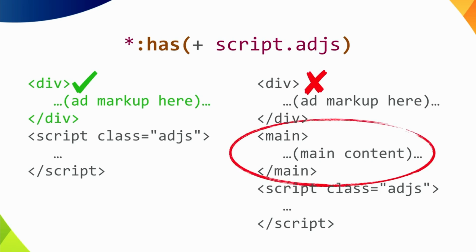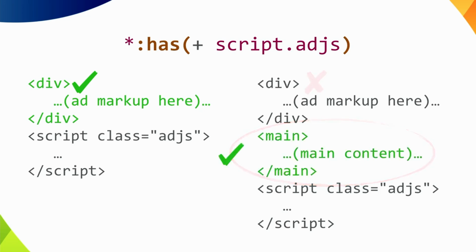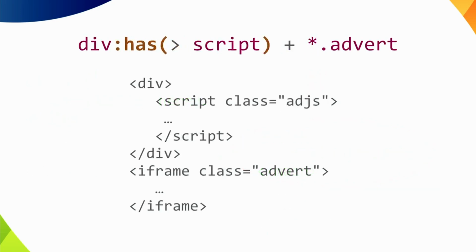But if you look at the selector, I didn't say any div that has a script with a class of ad.js that follows it. I said any element that has a script element with a class of ad.js after it. So actually, the main element gets matched by this selector in the second example. Okay? So this one takes the complexity up a notch. Here, if a div has a script inside of it, and actually has a script that's a child, right?